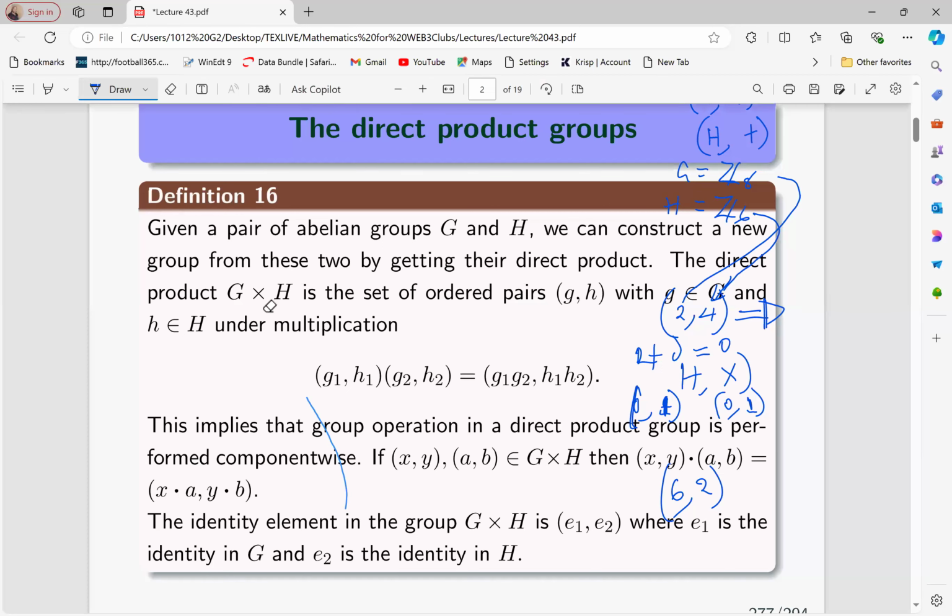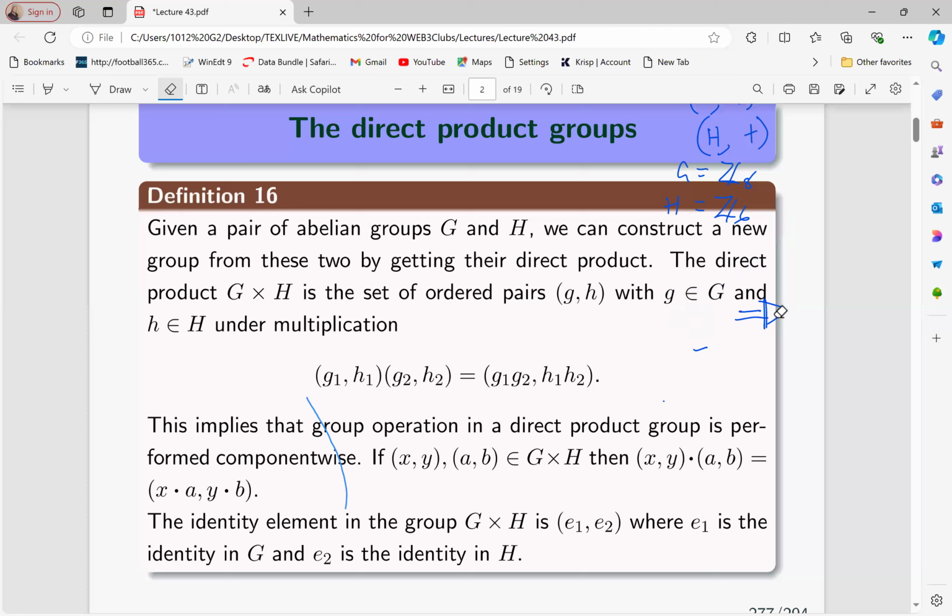So what I mean is this new group, the direct product group, is a group and it fulfills all the axioms of a group. One is closure: if you add the elements of this group, you get a new element and another element of the group.